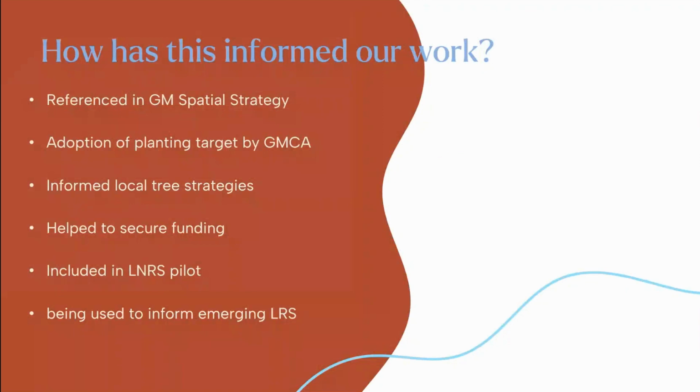So how we use this: all of this work went into our GM Tree and Woodland Strategy for Greater Manchester that was published in 2019. That was referenced in the Greater Manchester Spatial Strategy.